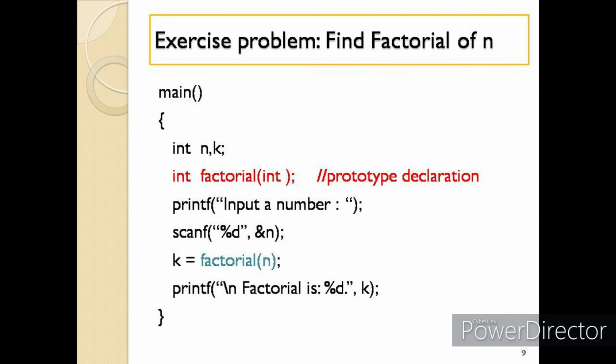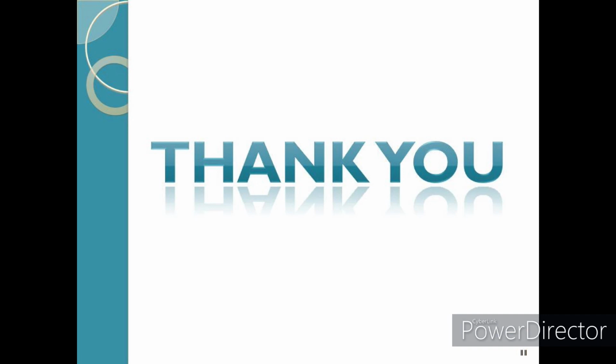In the main program, we come to the statement k equal to factorial of n. So the answer becomes available in the variable k. The main program now proceeds with the last line in the program, printf factorial is %d, k. So we get the answer for the input number n. This is how we can create our own functions in the program.